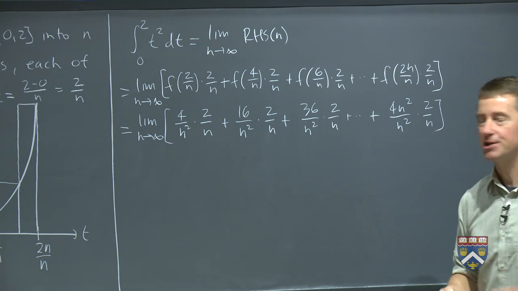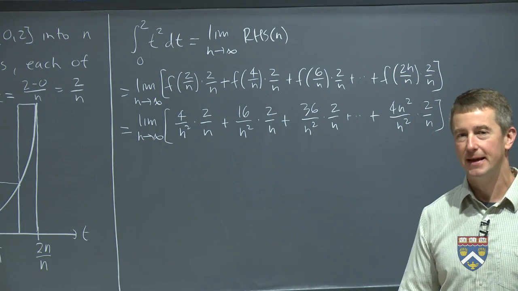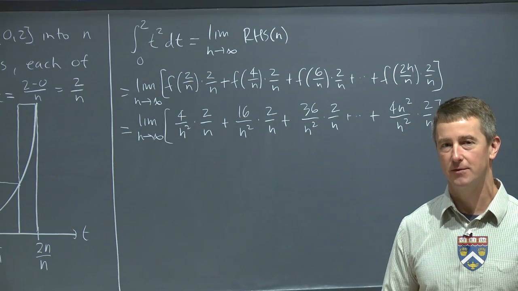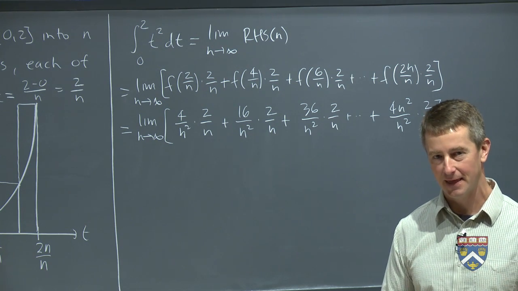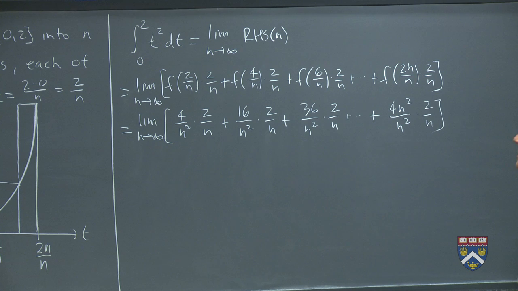Each of these terms on its own is going to 0 as n goes to infinity. But you have infinitely many terms. So this is another one of these indeterminate forms. You're adding up infinitely many things that are each going to 0. So it's like an infinity times 0.